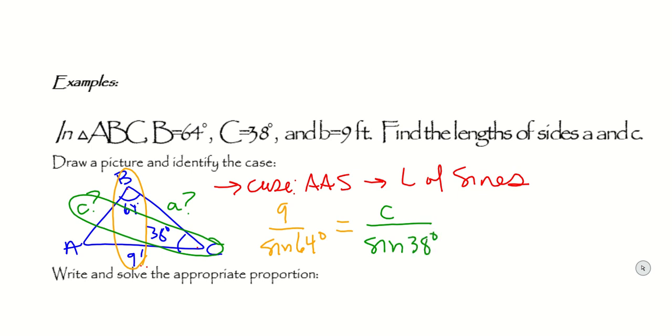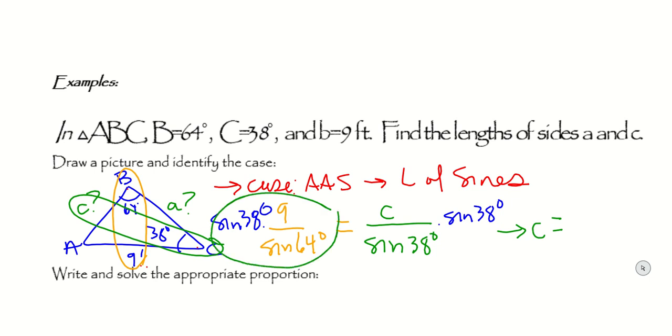So for me to find how long side C is, I'm going to multiply both sides by the sine of 38. So I'm going to multiply this side by the sine of 38, and I'm going to multiply this side by the sine of 38 degrees. And I end up then from here with C equals what this equals, which if I put that in my calculator, remember I'm in degree mode, I get 6.165, and that would be in feet.